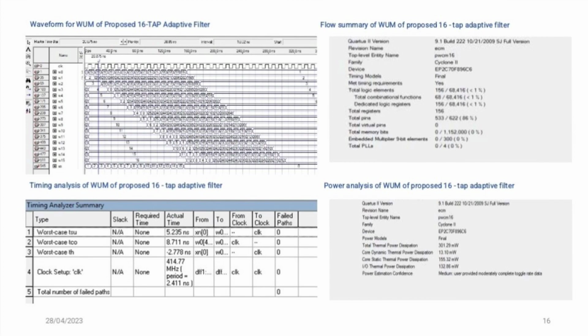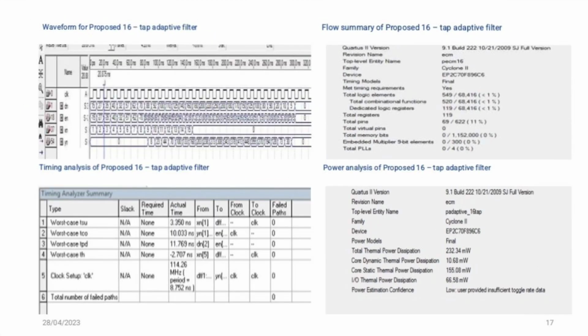And the overall analysis of the 16-tap adaptive filter is presented here. The waveform is given along with the area or logic elements 549, and the time taken or delay is 3.350, and the power consumed is 232.34 milliwatts.